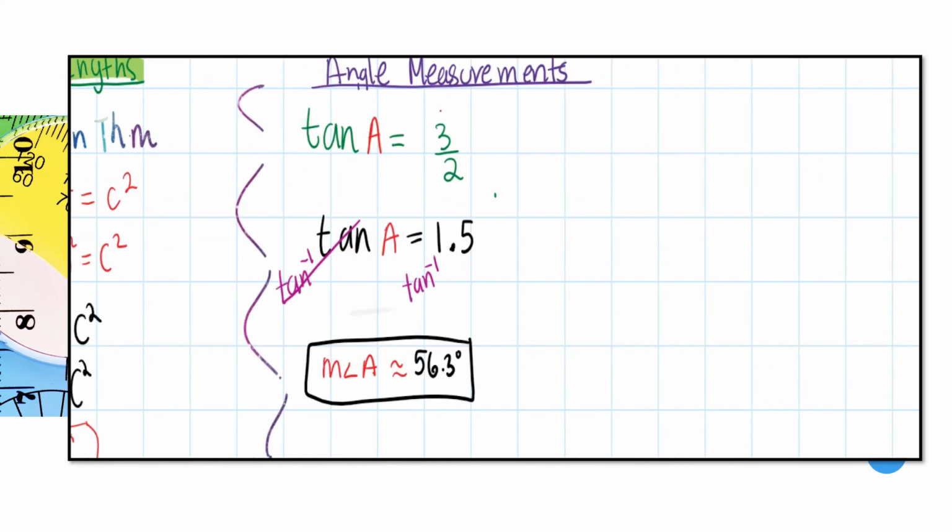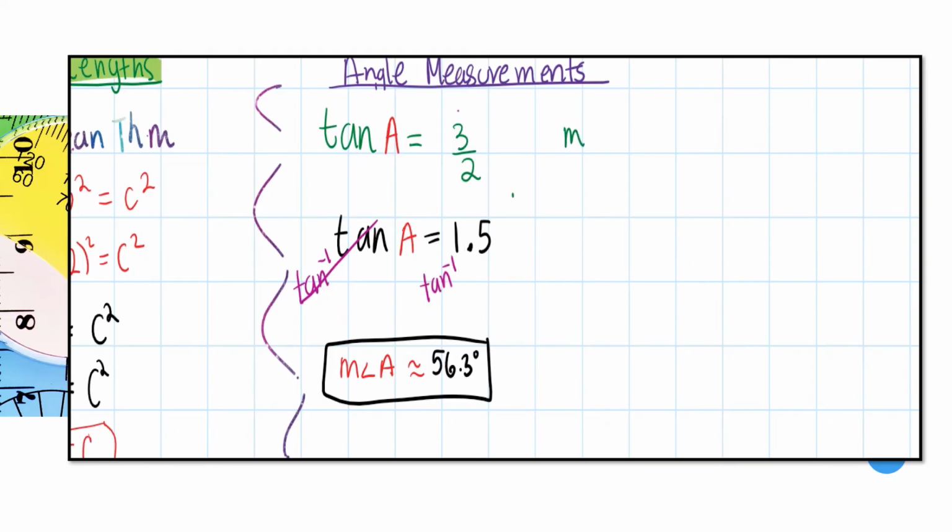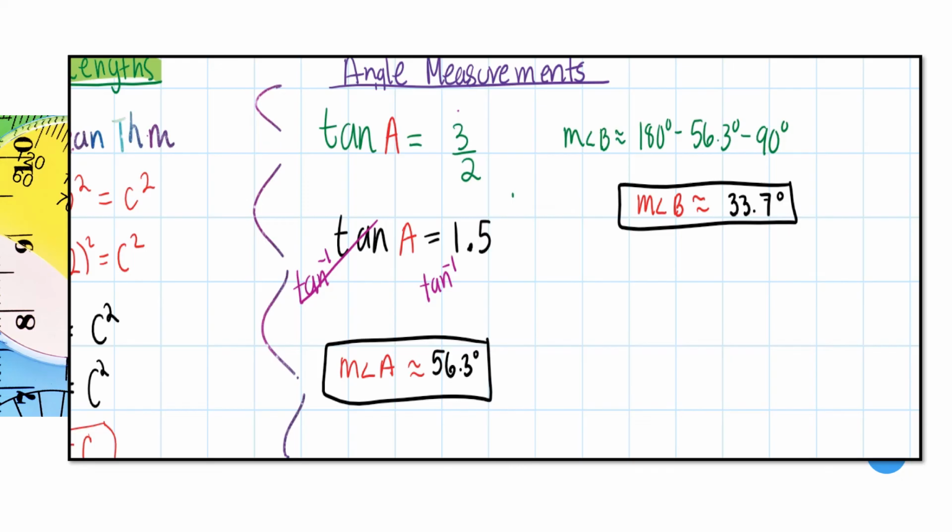All right, so we're going to find angle B. You can set up another trig ratio to find angle B, but there's an easier way. Since we know the measurement of two of the angles, and we know all the angles sum up to 180, if I subtract the two angles that I know, then I can just find the measurement of the remaining angle. So the measurement of angle B is approximately 33.7.